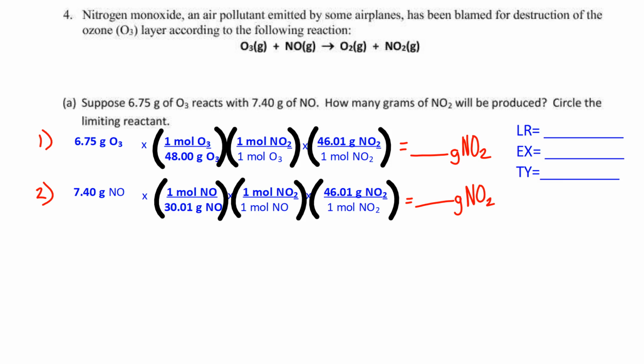How many grams of NO2 are produced by ozone? All right. How many grams are produced from nitrogen monoxide? All right, 11.4.